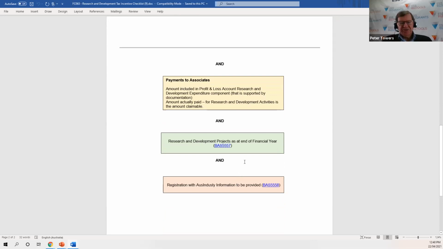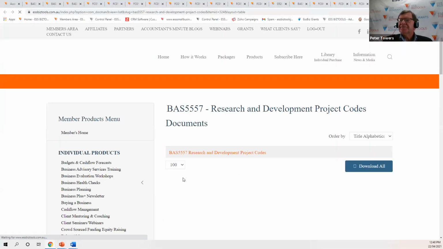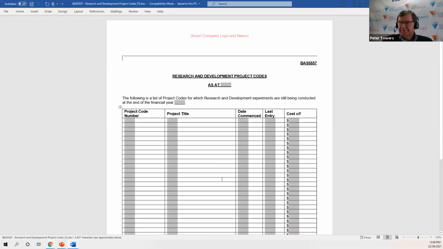And then we have the documentation that has to be submitted to the tax office for the research and development projects. It's the project code, the project title, the date commenced, the last entry, and the cost carried forward from the previous year. What's now carried forward to the next year.